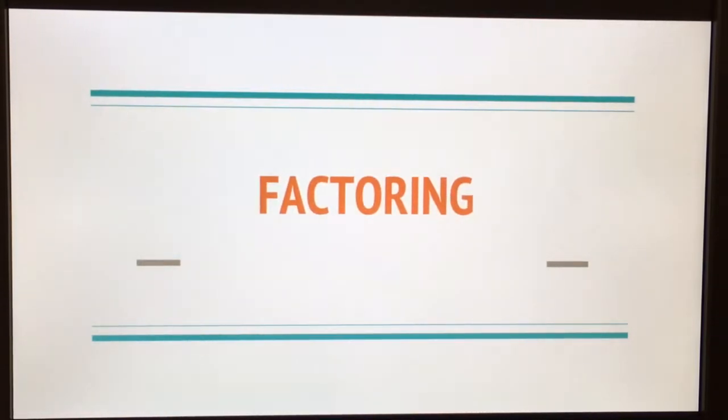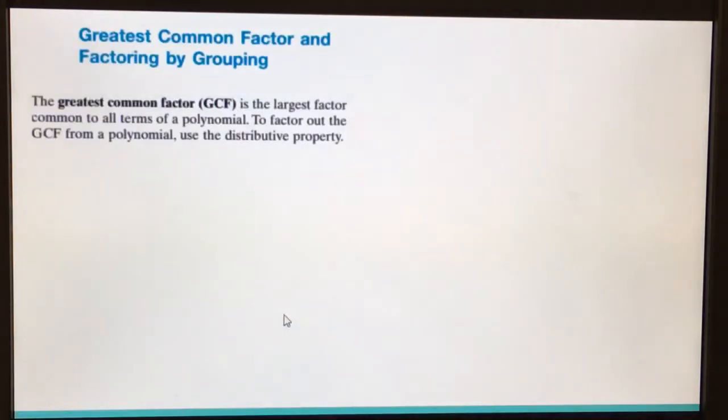So this is a unit on factoring. And what I'm about to show you are the different strategies on how to factor polynomials depending on the number of terms. So the first strategy is what we call greatest common factor, and is also known as factoring by grouping.